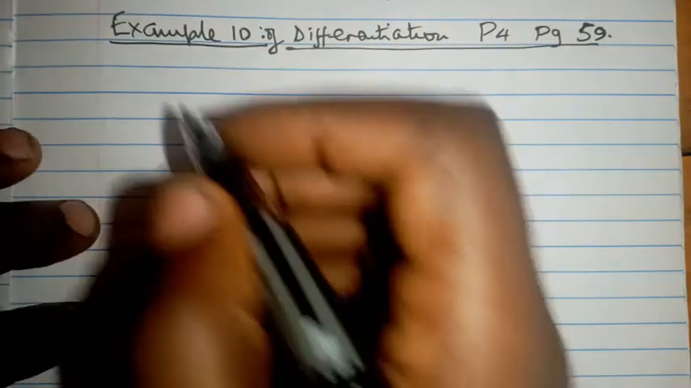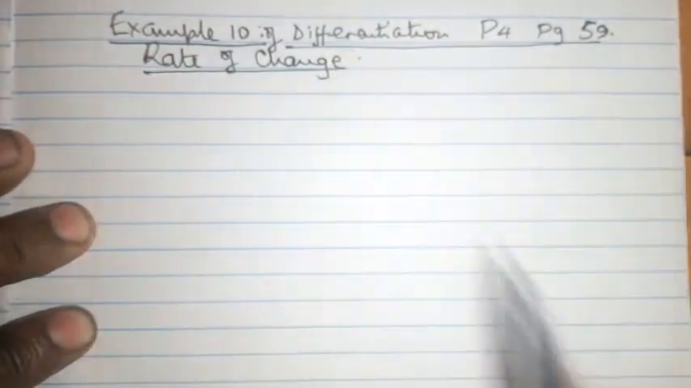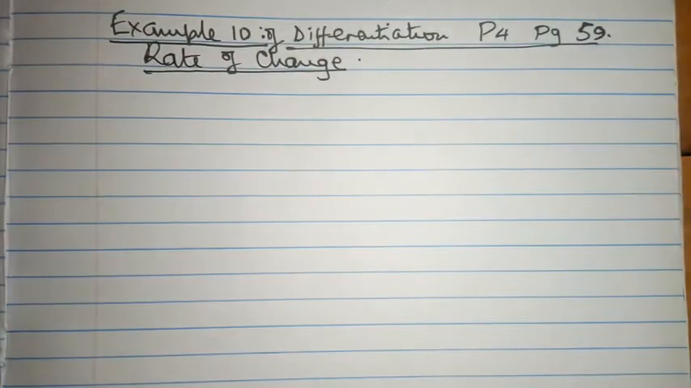In this video, we are looking at example 10 of differentiation, Pure Mathematics 4, page 59. It's still talking about rate of change, and we have understood that with rates of change, we have differential equations.